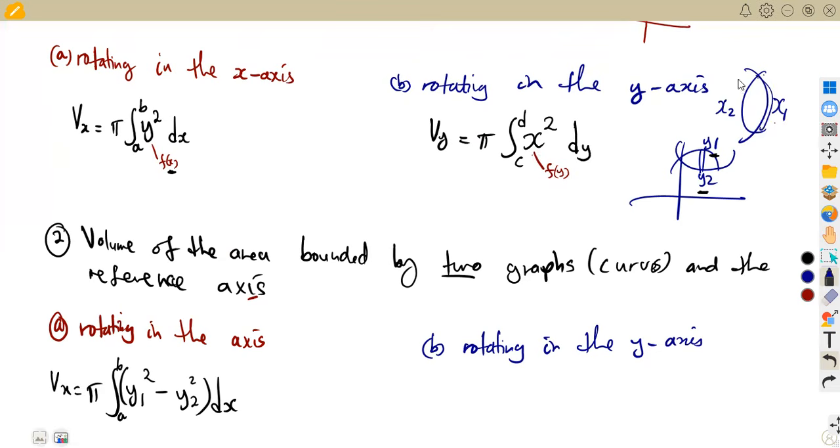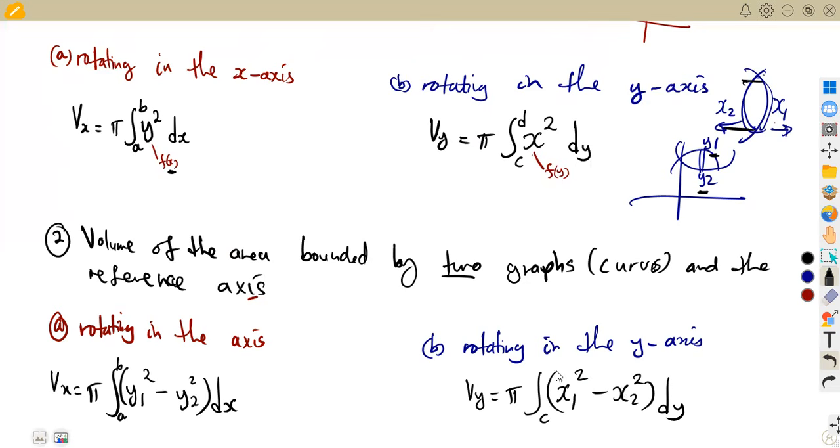So it's the upper part minus the lower part, this one on the more positive side, this one on the negative side. So that's going to be x1 squared. So we're going to have our formula as Vy is equal to pi the integral of x1, which is the upper part, x1 squared minus x2 squared. As we know that x is a function of y, so this will be integrated with respect to y, and the limits will be taken at C and D.